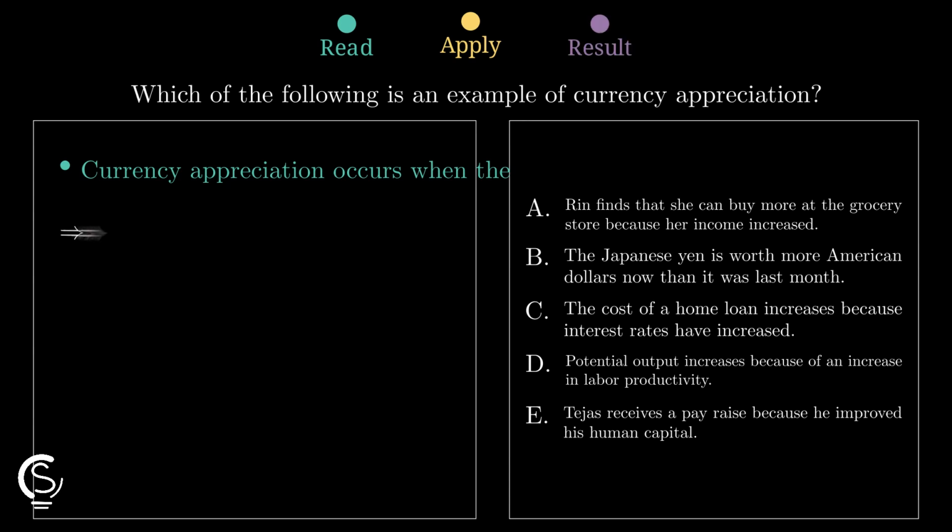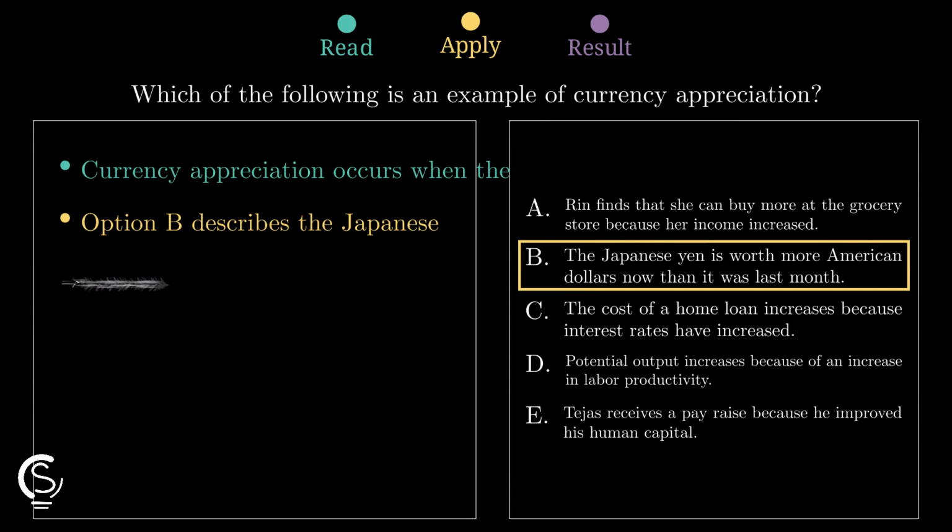Other options describe increases in income or productivity, which are different economic factors. Therefore, option B is the only choice that correctly shows currency appreciation.